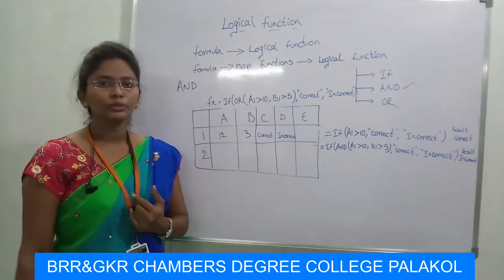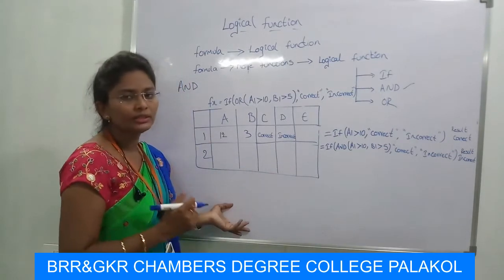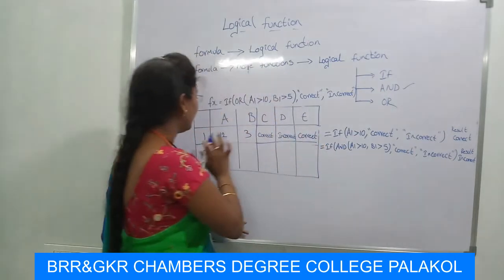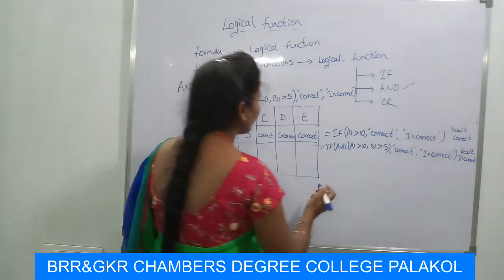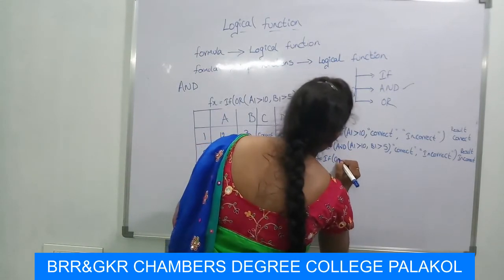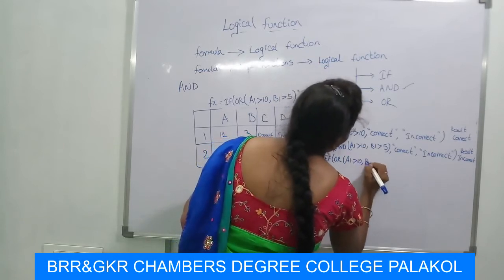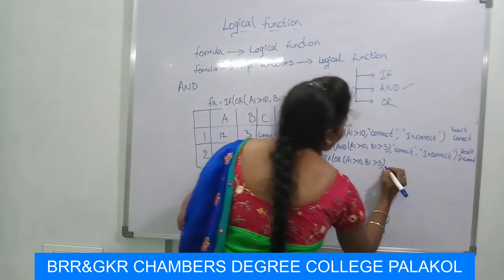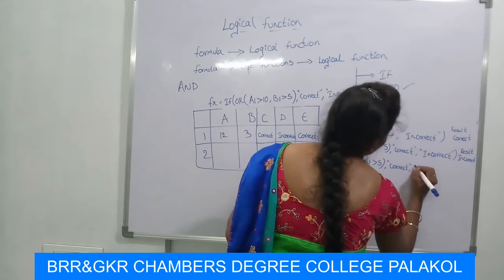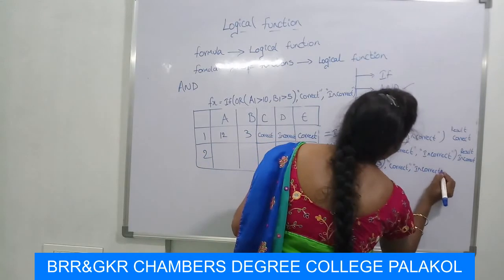In this section, the result is correct, and the result will be displayed in the E cell. Here I am entering the formula for reference: OR, A1 greater than 10, comma, B1 greater than 5, comma, if it is correct, display "correct" as an answer. If it is wrong, display the answer as "incorrect". The result is correct.